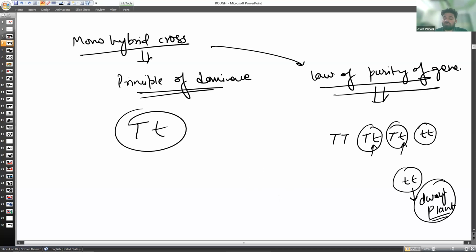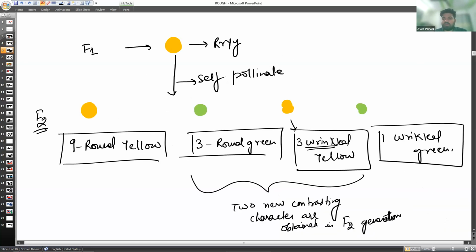This was the conclusion of the monohybrid cross that we discussed in the previous class. Got it? Yes, sir. Next is the dihybrid cross.